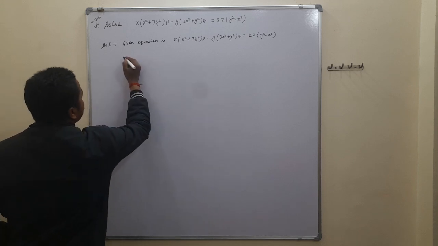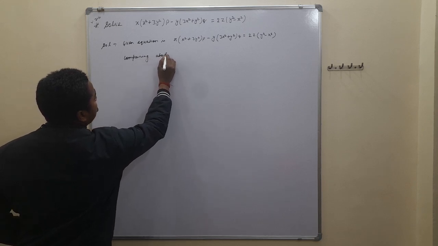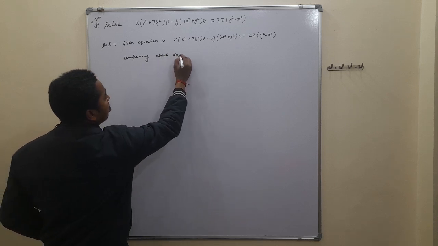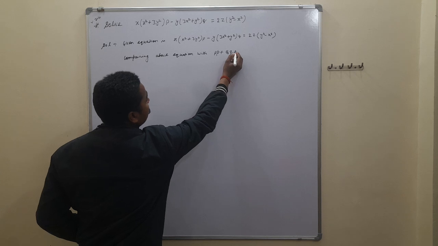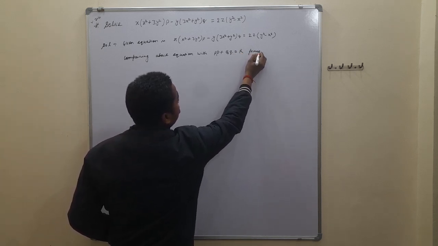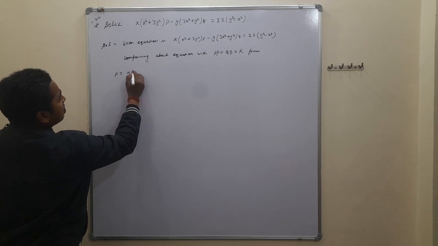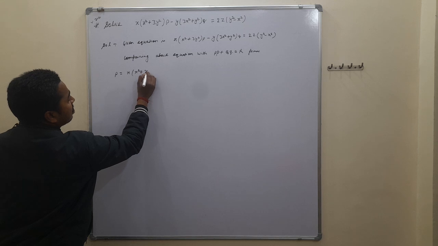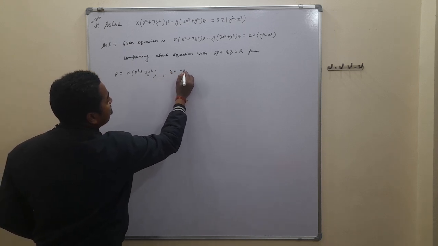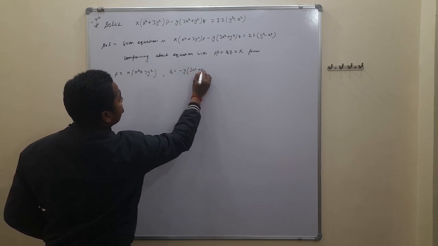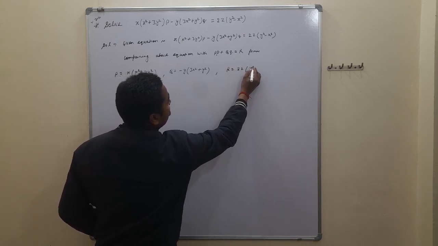Comparing the above equation with Pp + Qq = R form, from here we get P = x(x² + 3y²), and Q = −y(3x² + y²), and R = 2z(y² − x²).